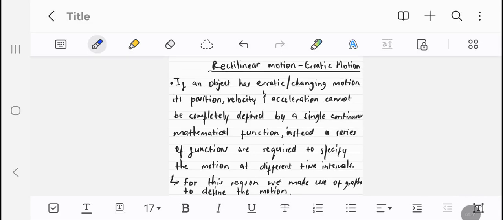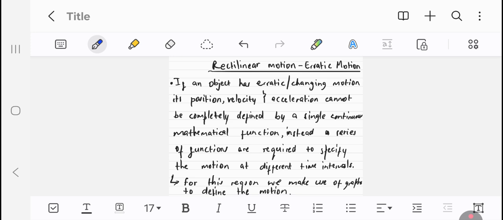Morning, guys. Today we continue with rectilinear motion, but in this case we are looking at erratic motion, or we can call it changing motion. Remember, the last videos that we did were on continuous motion. This is still motion in a straight line because it's rectilinear motion, but now the motion is changing, meaning the relationship between parameters of kinematics changes as the motion continues.